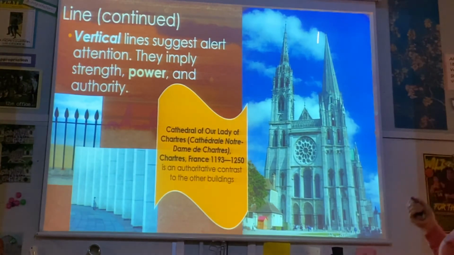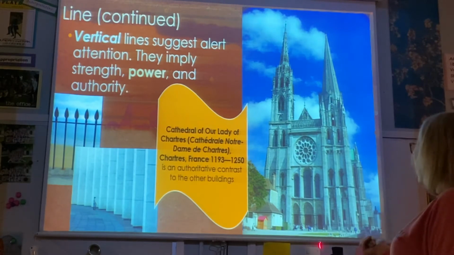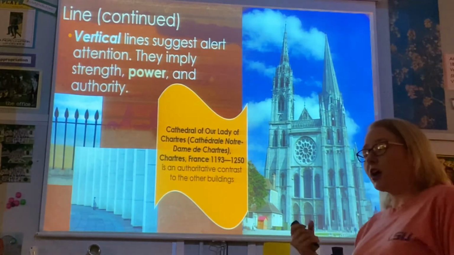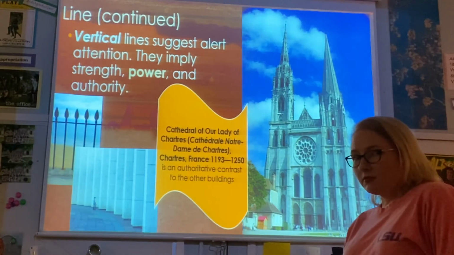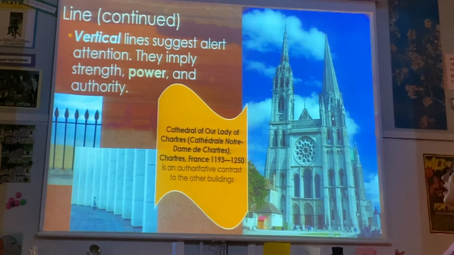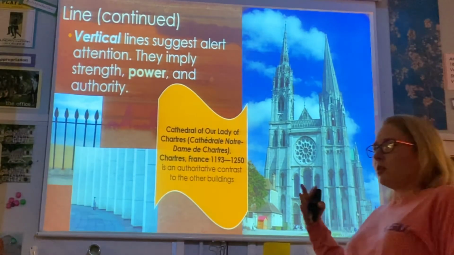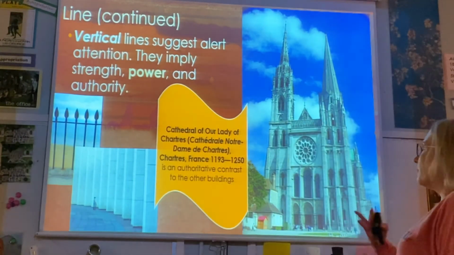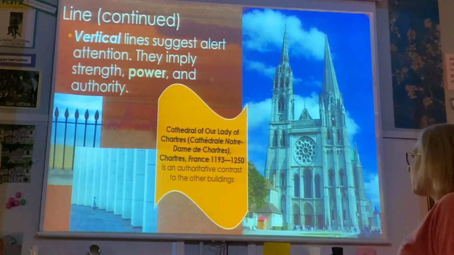There is a reason they built all the churches and cathedrals back in the day with these very sharp vertical lines. What was the church trying to prove? That they're the most powerful, okay? Because vertical lines imply strength, power, and authority. There's a reason that we have all these huge columns in front of like the Supreme Court building and stuff like that, because it signifies power and strength and authority.